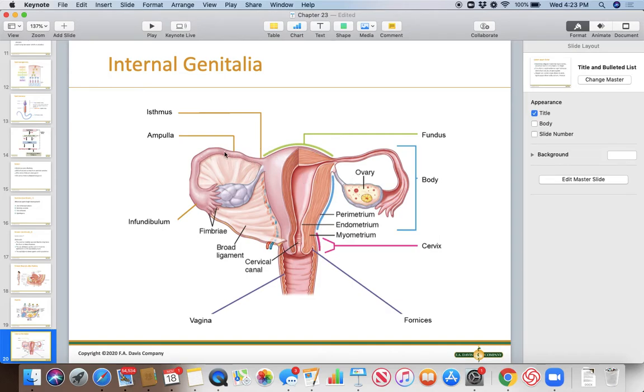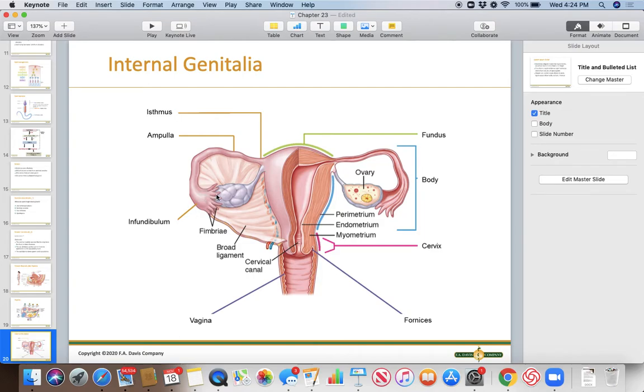The ampulla is this part of the fallopian tube. That is where fertilization usually happens. So the sperm make their way up here, and fertilization happens in here. Then the developing embryo will be at the right stage it needs to be when it gets out into the uterus to implant into the uterus.